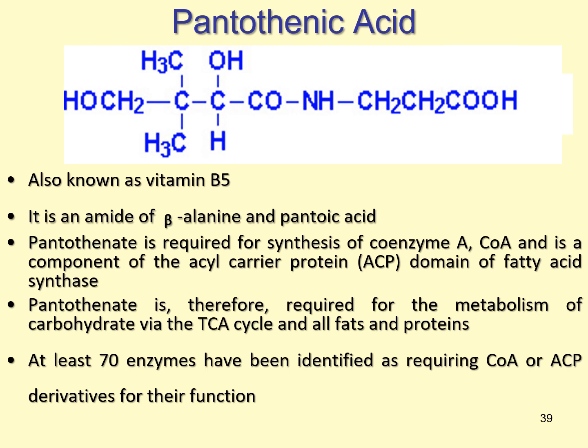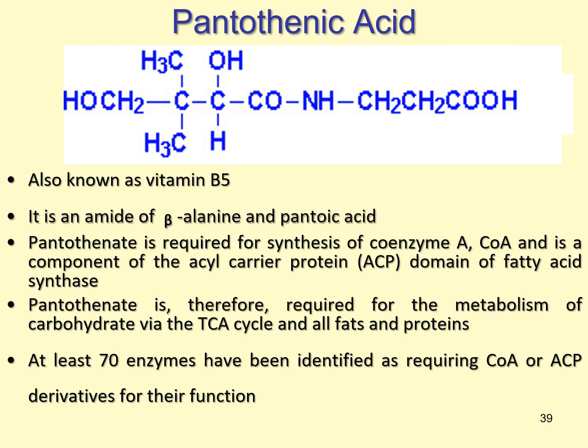The next one is vitamin B5, which is known as pantothenic acid. The structure looks like this one. It is an amide of beta-alanine and pantoic acid. Pantothenate is required for synthesis of coenzyme A, and this is coenzyme A, and it is a component of the acyl carrier protein, ACP, domain of fatty acid synthesis.